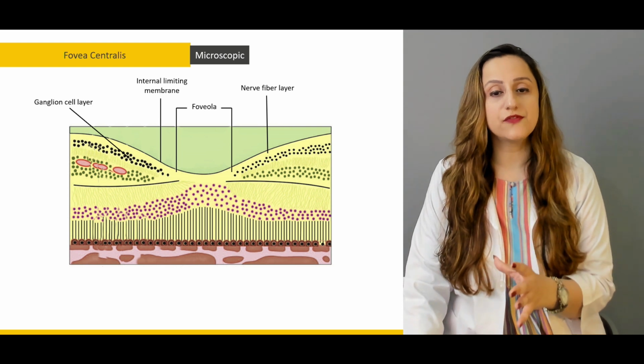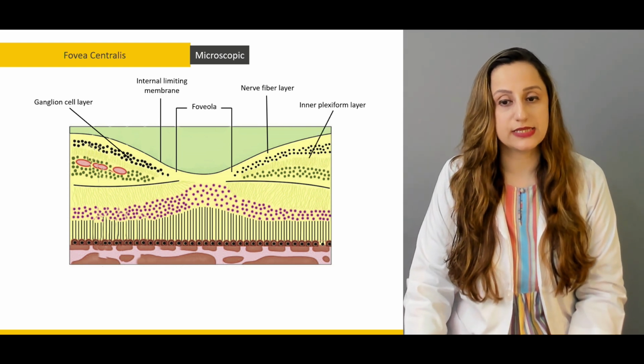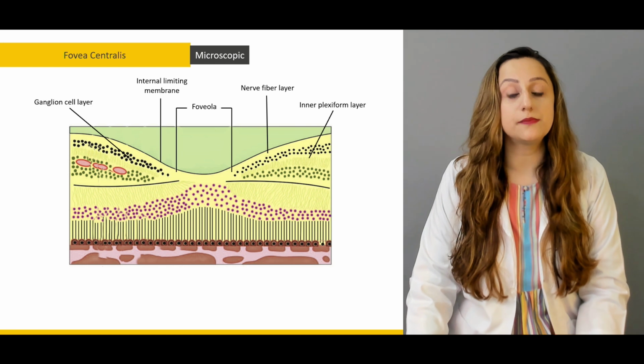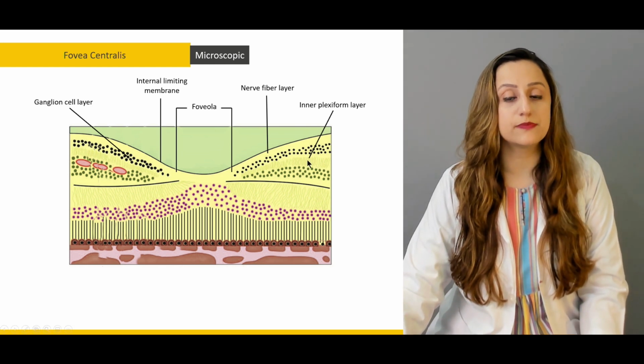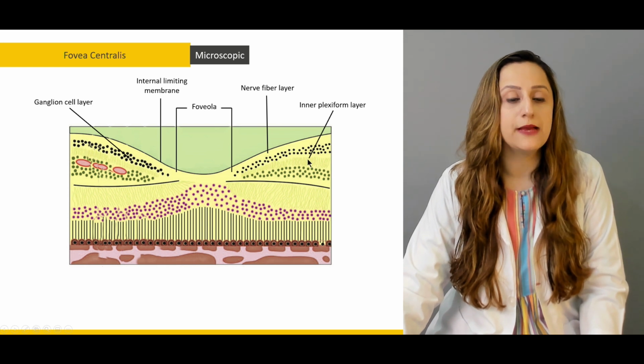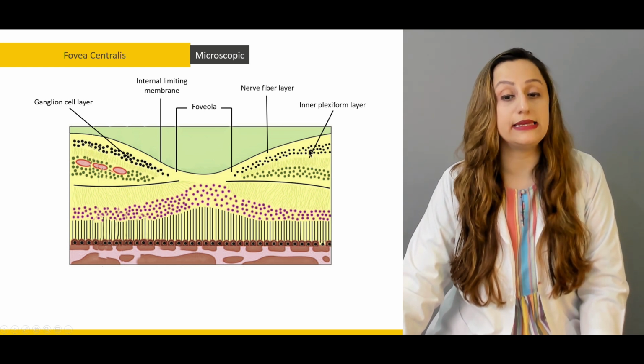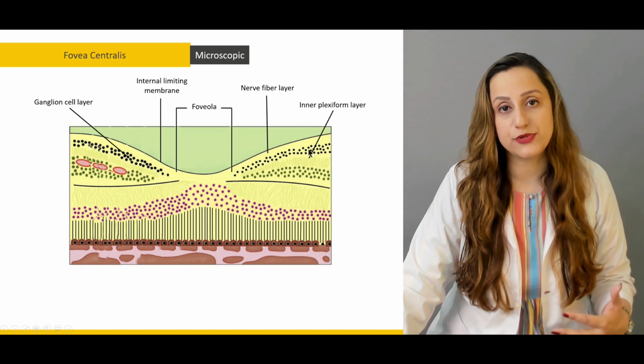Then we have the nerve fiber layer that you can see over here. We have the inner plexiform layer that is again a fenestrated layer, making a communication between the ganglionic cell layer and the inner limiting membrane layer.